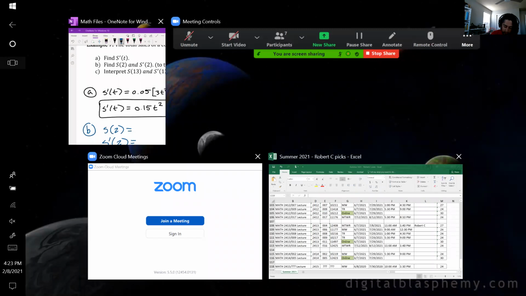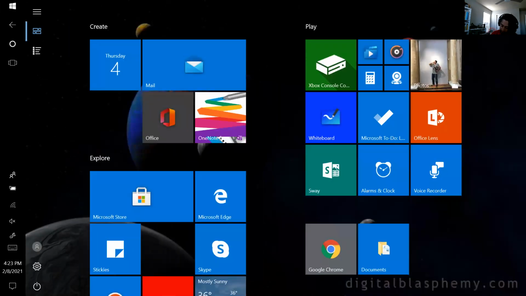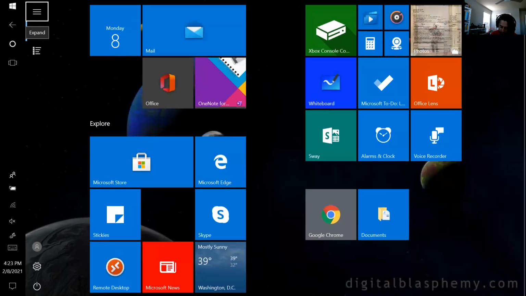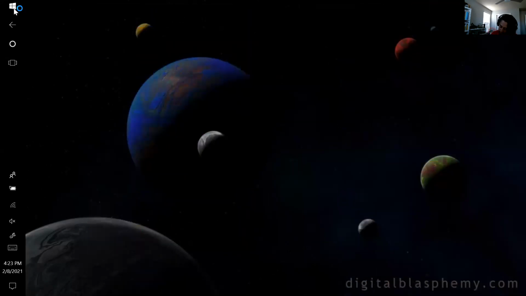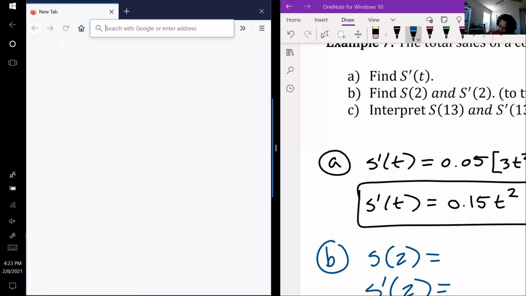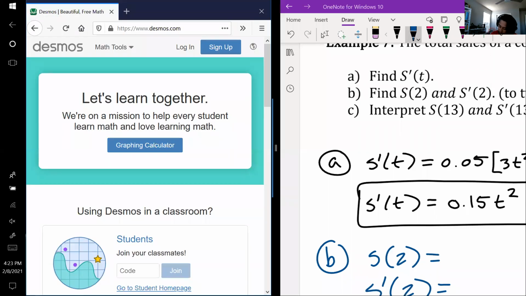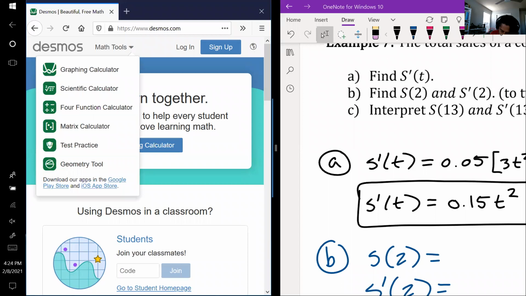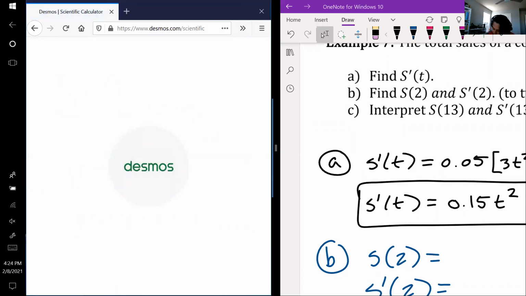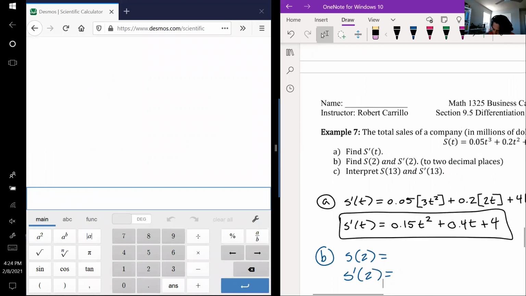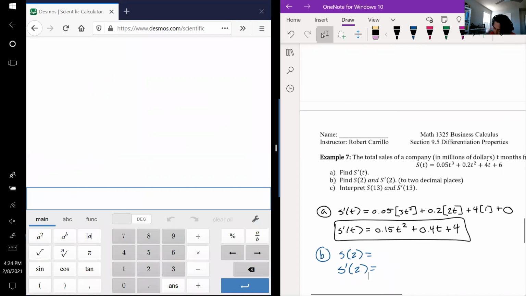I don't have my browser open. Whatever. Desmos. And I don't need the graphing calculator. I could just use a scientific calculator. There we go. Let me get both functions up there, and here we go.